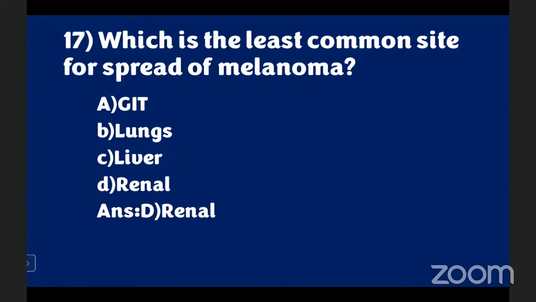Next one is which is the least common site for spread of melanoma? Option A, GIT. Option B, lungs. Option C, liver. Option D, renal. Answer is option D, renal.